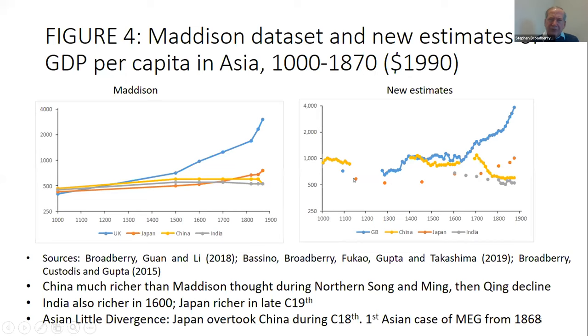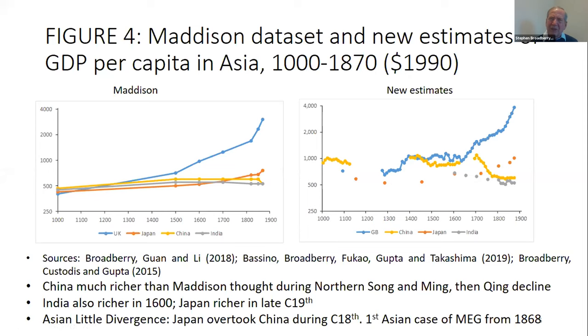The difference in the Japanese case from Maddison's estimates is that they look quite poor through to the Tokugawa shogunate, really. And what's happened here is that the estimates for the late 19th century have been pulled up as a result of revisions in the 20th century and late 19th century by Kiyoji Fukao and his co-authors.